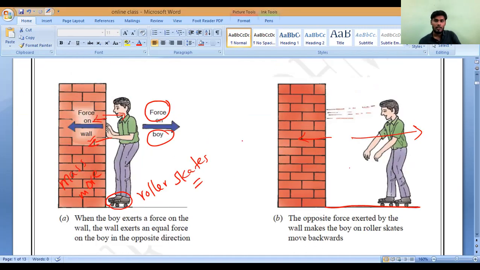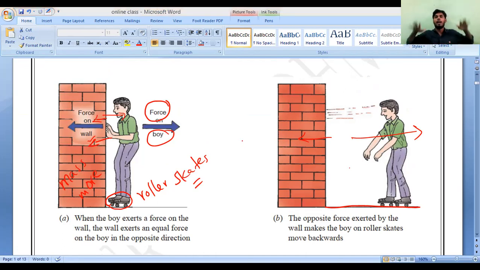So now what will happen? You observe, the boy finds himself moving backwards. Is it yes or no? I am trying to push the wall like this, but I find myself moving backwards, away from the wall. If you are moving away, it means somebody is pushing you back. Who is that? Somebody is pushing you backwards, so that you are moving backwards. Which force? Who is it? The wall. Is it yes or no?